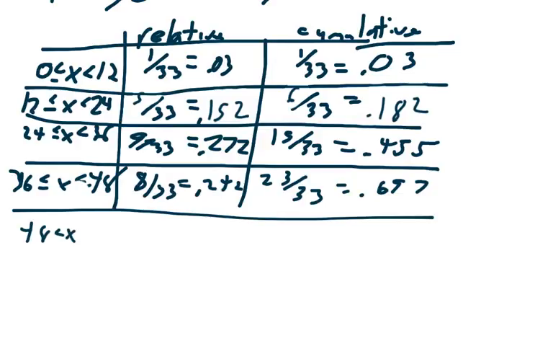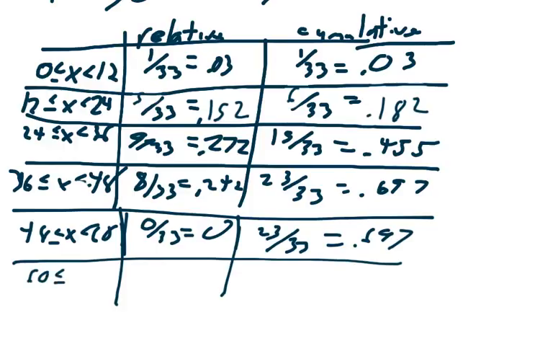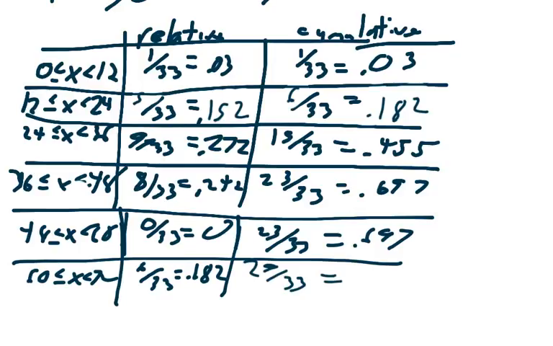From 48 to 60, not including 60, we have 0, which is 0, and so this is still 23 out of 33, which is still 0.697. From 60 to 72, 6 out of 33, which gives me 0.182. And so now we are at 29 out of 33, which is 0.879.